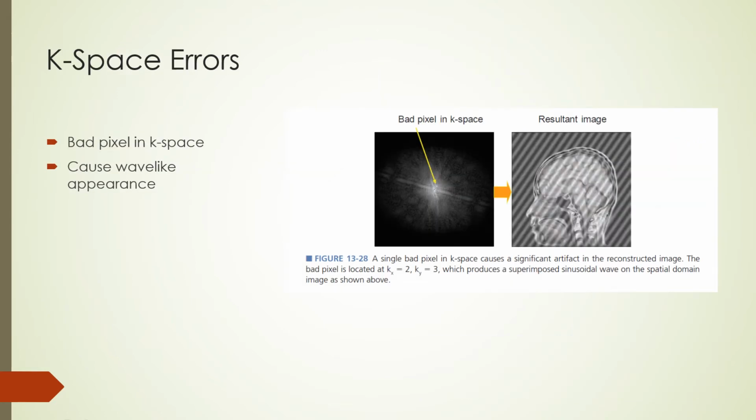Recall that K-space is the matrix of frequency information used to collect the RF signals. A single bad pixel in K-space can cause significant image artifacts. In this image, a bad pixel is shown at the center of K-space, showing the effect on the image on the right. Remember that most of the image information is at the center of K-space, and also that each data point in K-space is a wave containing a particular phase and frequency. So it will have a wave-like appearance when it is out of place and reconstructed as part of the image.